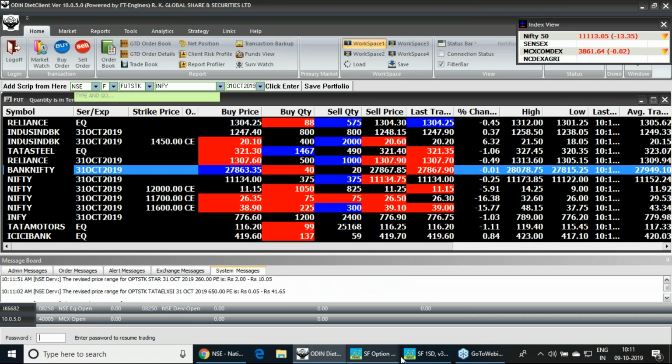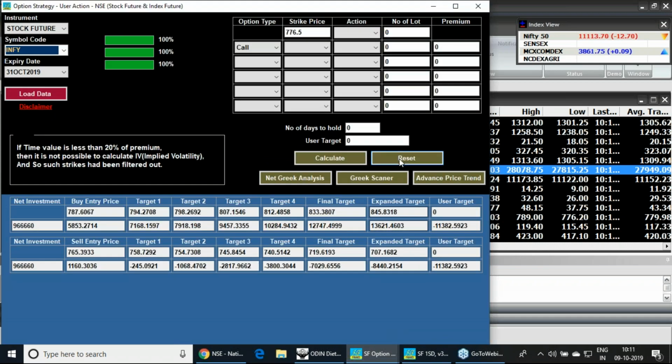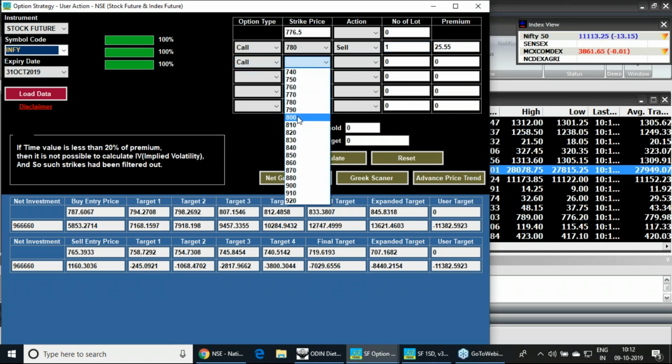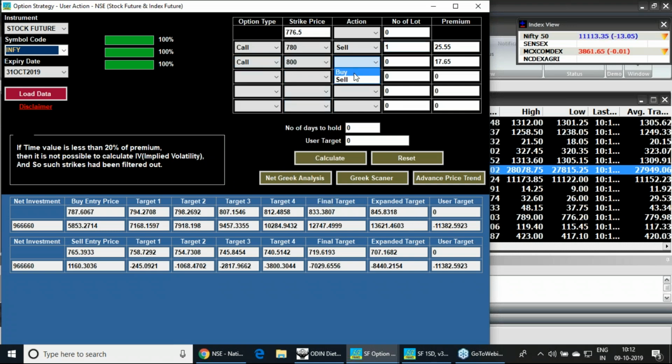Or else you can form a 2:1 ratio call spread and put spread also. If you form a 2:1 ratio call spread and put spread, you go for the nearest strike, 780 call options. You can sell one lot and buy 800 call options, 20 rupees apart. You can buy 2 lots here. And the put option the same way, 780: you can sell one lot and buy the 760 put option, 760 you can buy 2 lots.